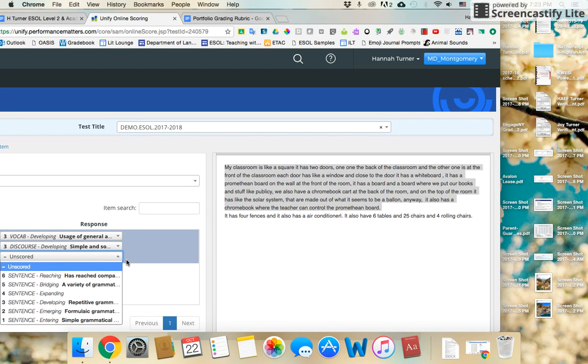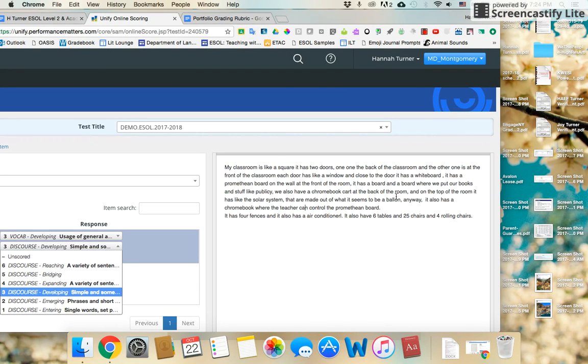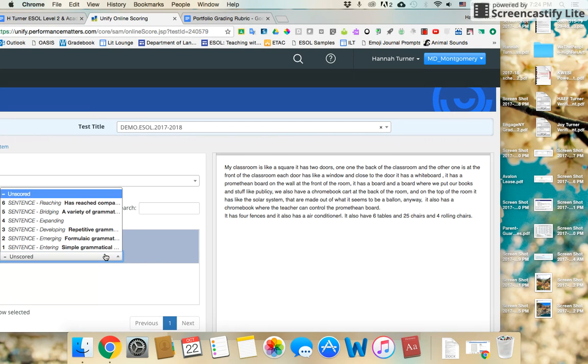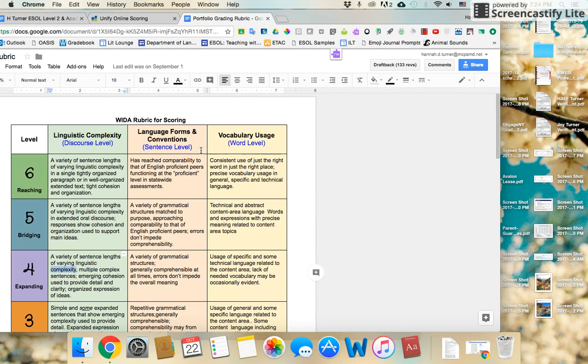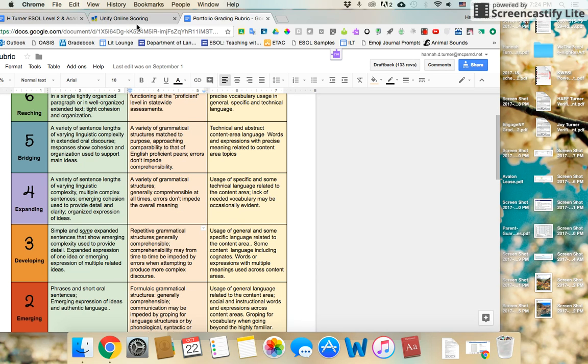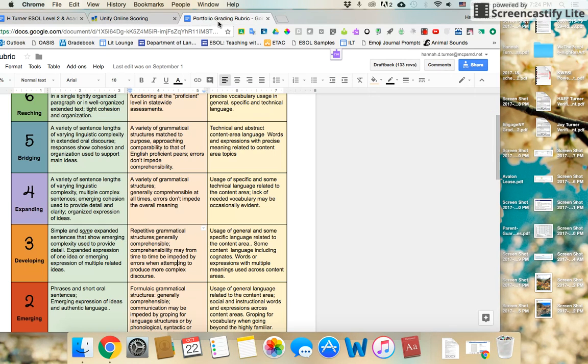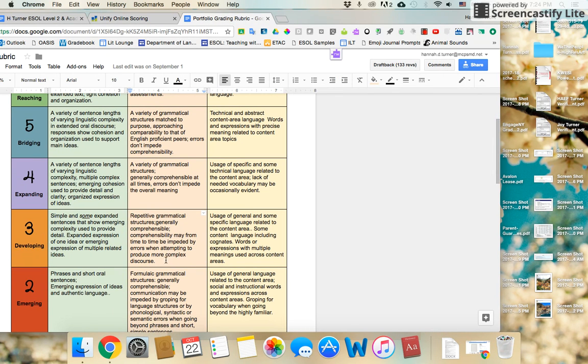Finally, let's take a look at the sentence level. In order to address some confusion, discourse is what all the sentences do together. The sentence level that we are referring to here has to do with each individual sentence. What level would you say these sentences are? If you said level 3, you are correct.